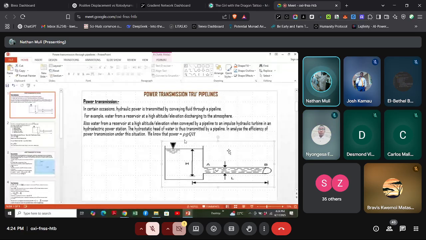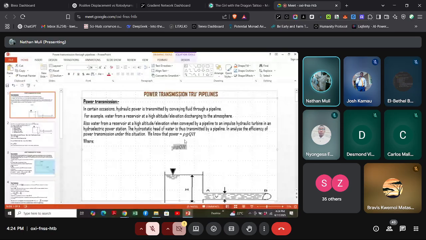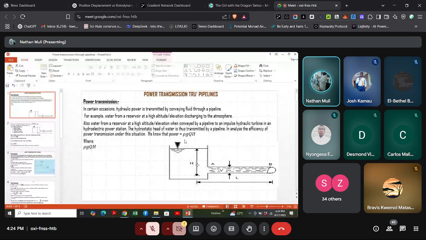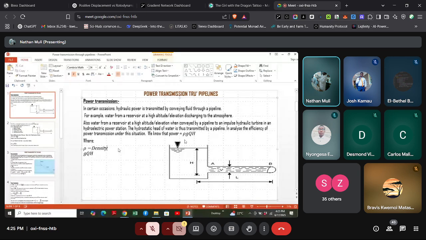Let me see whether I can squeeze this at the corner, so that I say where rho, which I borrow from this. Let me borrow the whole of this so that I will know how to deal with it. Where rho in this case is equal to the density of the liquid, or liquid density.